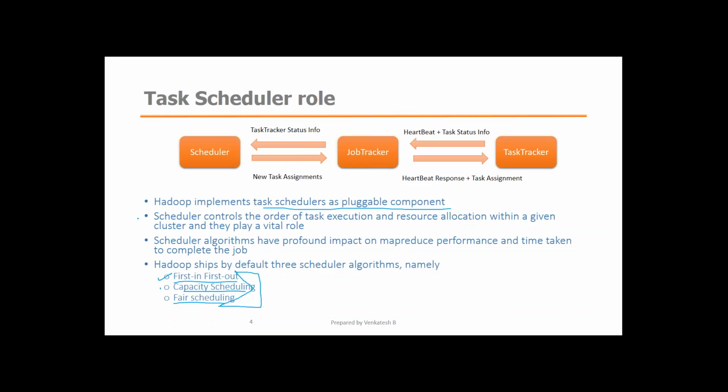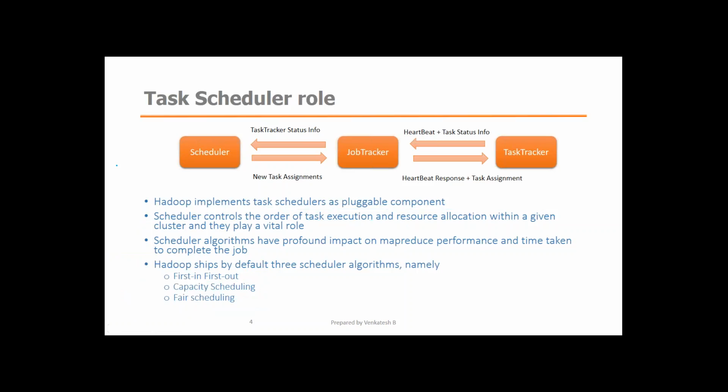The scheduler is the one which controls the order of task execution, which task should be executed first and which task should be executed next. That is what is decided by the scheduler. When we take a bigger job and break it into smaller ones, the order of execution is decided by the scheduler. And resource allocation, which task should be executed on which slave node, how much resource should be allocated, all those things are decided by this guy. Because of that, the role of the scheduler has a big impact on MapReduce performance and the time it takes to complete a given job execution.